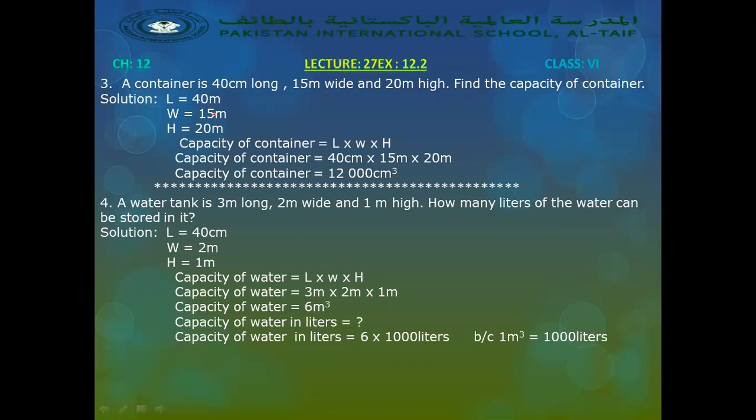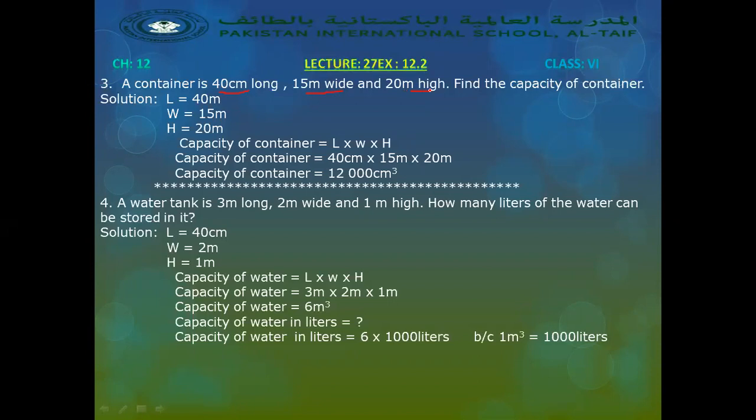Problem: a container is 40 meter long. This is the length. 15 meter wide, it is breadth or width, and 20 meter high. This is the height. These are the three values we are given. Length is equal to 40 meter, width is equal to 15 meter, and height is equal to 20 meter.